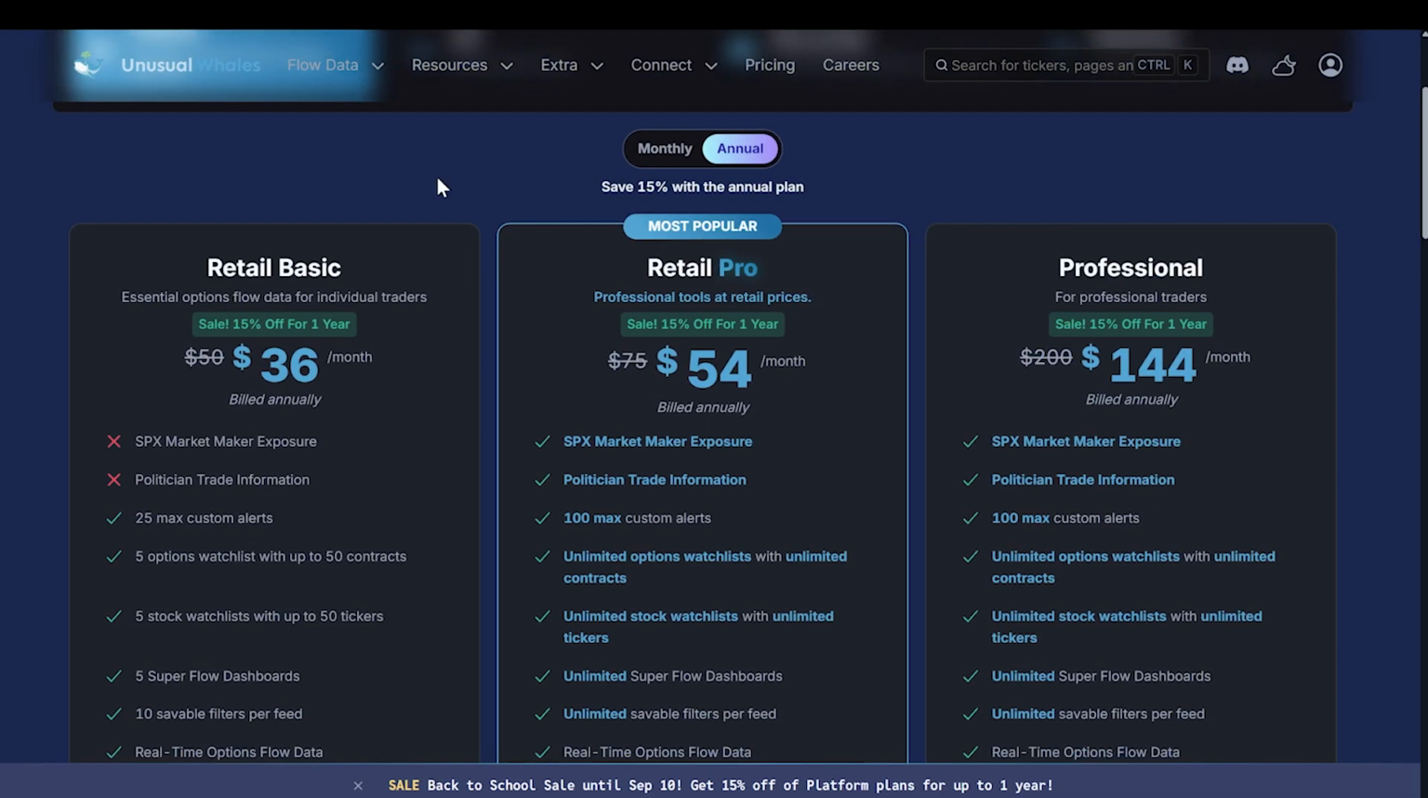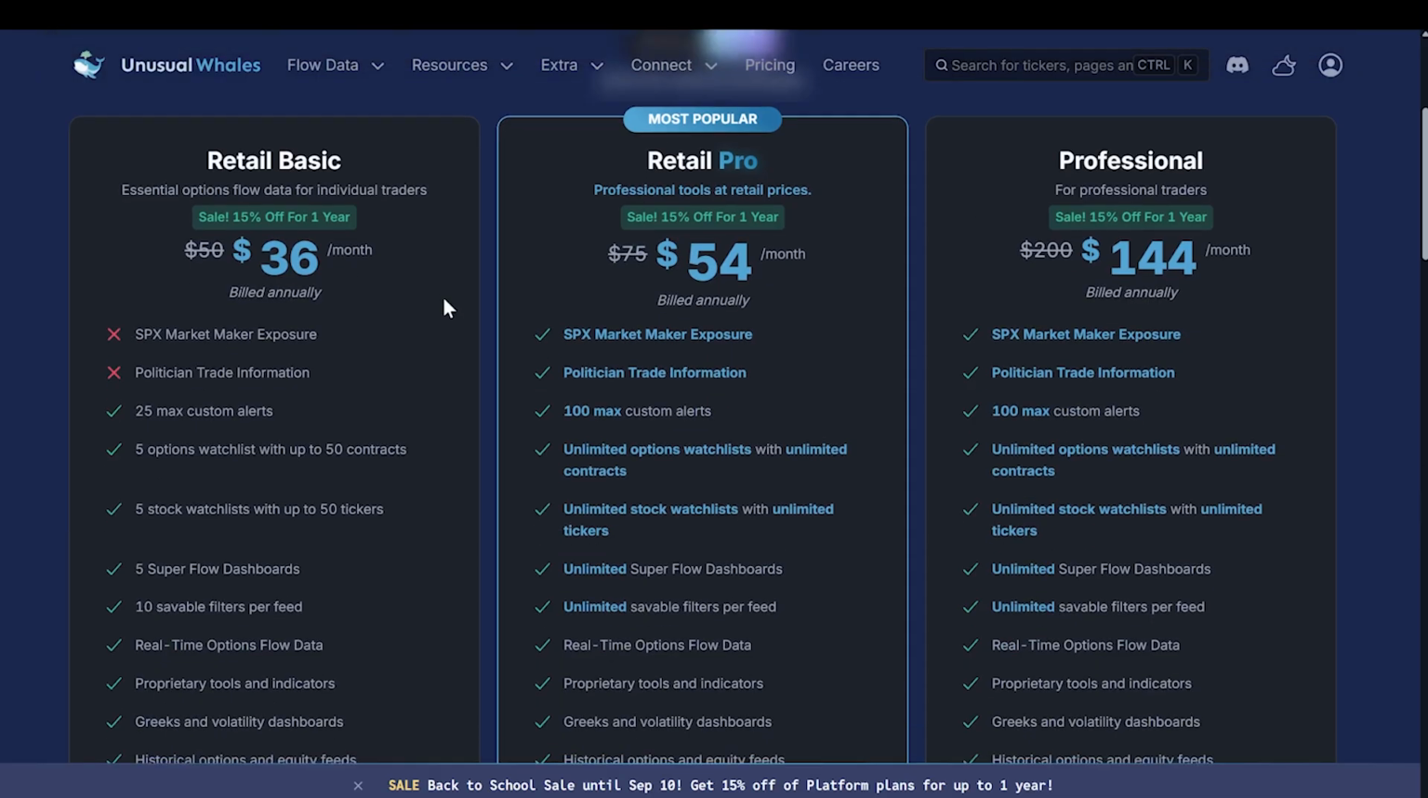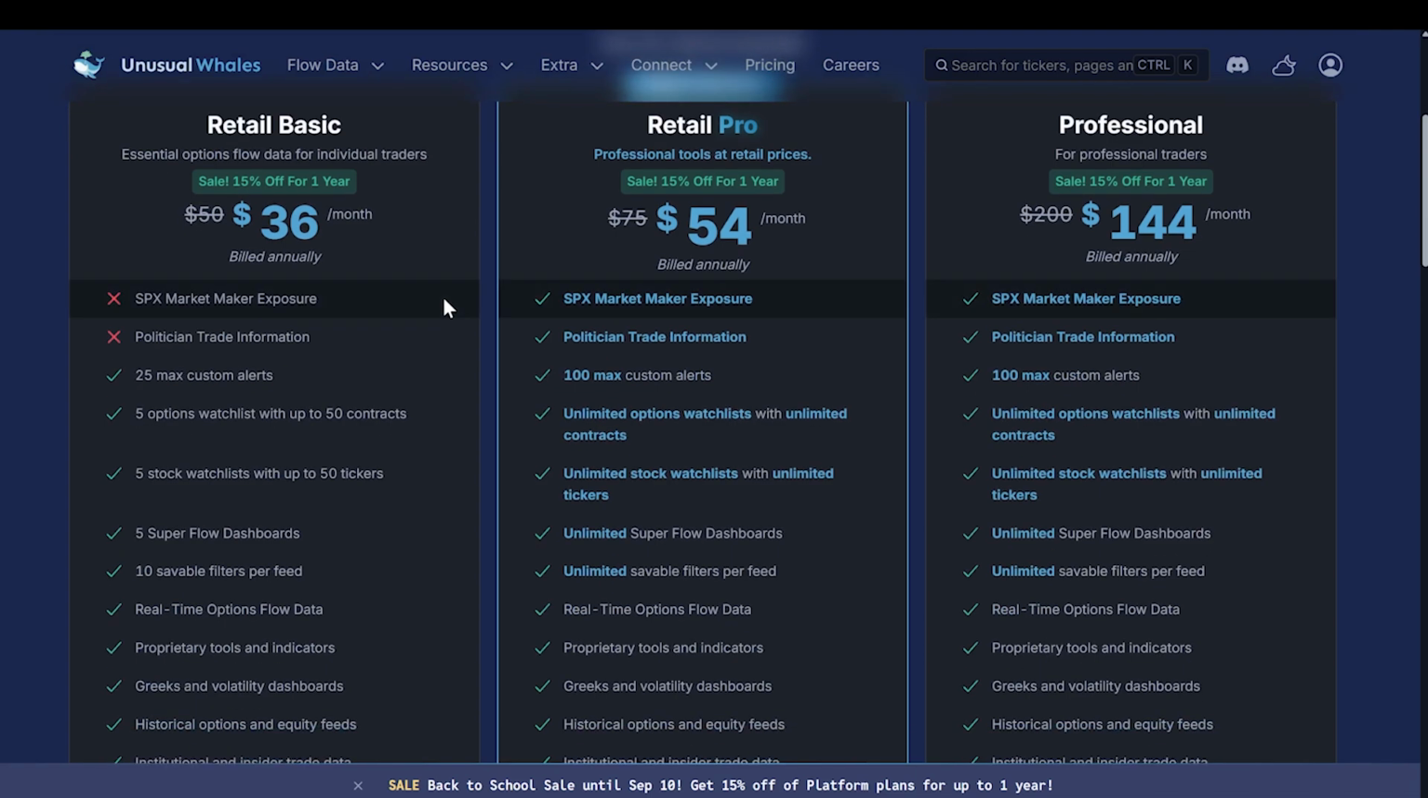Unusual Whales, despite offering all these tools, isn't significantly more expensive than the other platforms I showed you. Looking at annual pricing here, the retail basic plan costs $36 per month, and the retail pro plan costs $54 per month. The professional plan is going to be mainly for institutional investors looking to use a whitelisted version of Unusual Whales, so I'm not going to cover that here. The retail basic plan at $36 per month billed annually is going to be more than enough for most people.